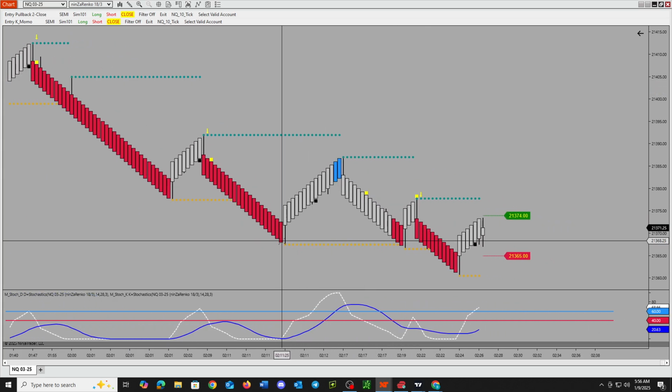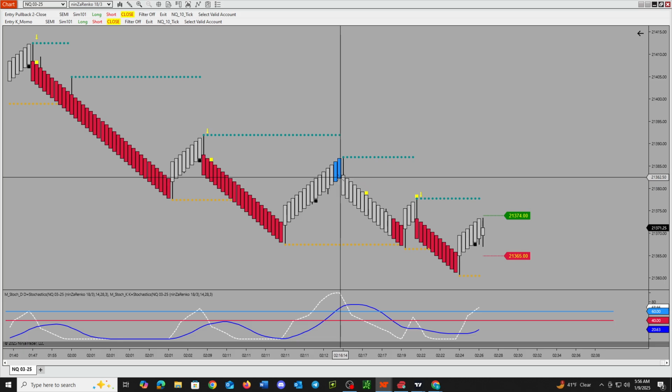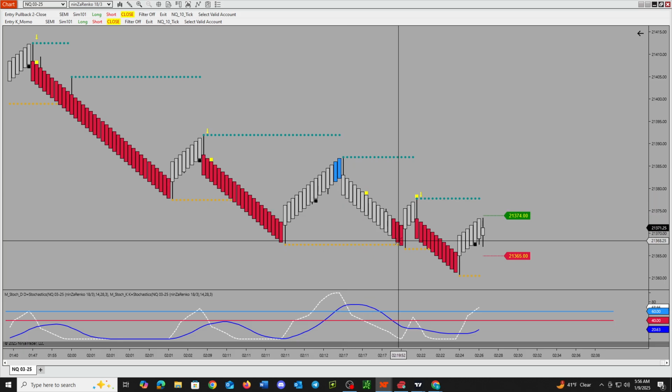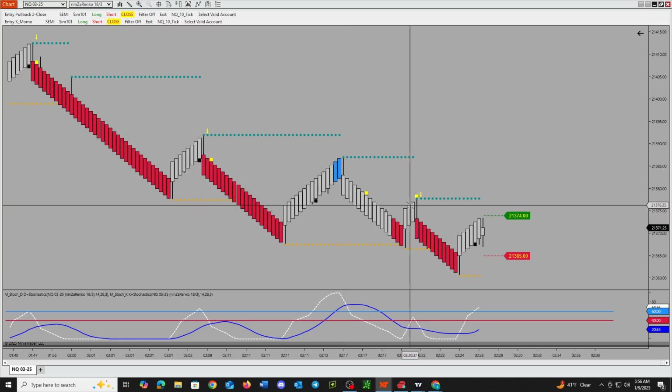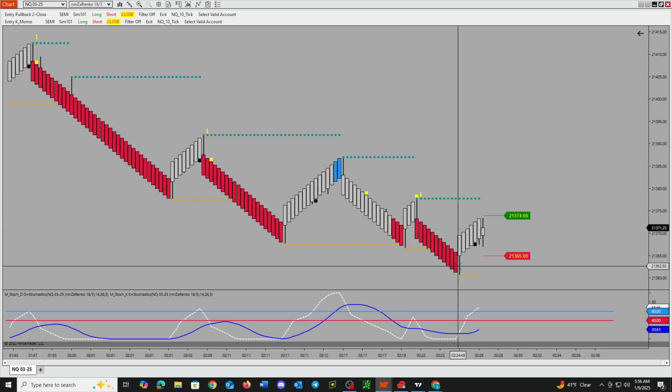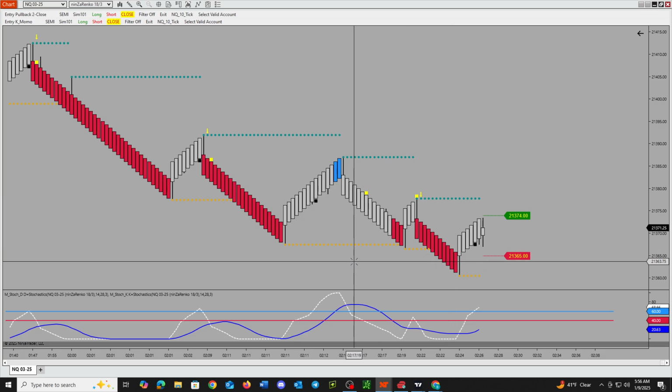All right, here's one that gets back above, so no trade there. We get red, we're back below, recovery, lower high, and so you're looking to take the trade there. All right, should all make sense.